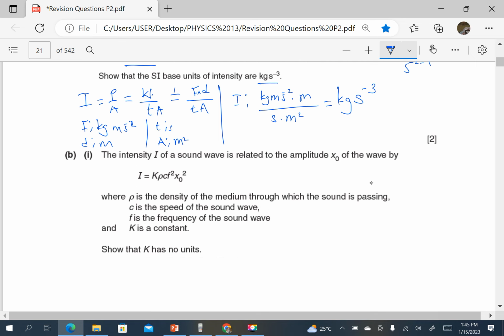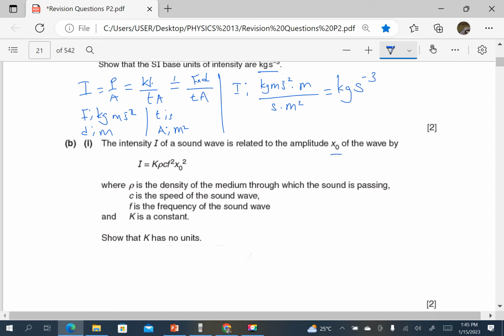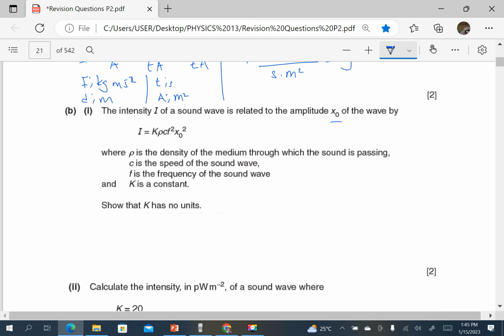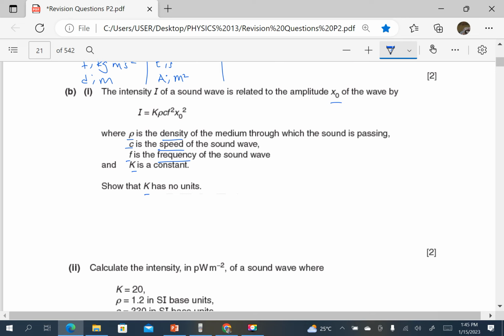The intensity I of a sound wave is related to the amplitude x naught of the wave by that expression. Rho is the density of the medium, c is the speed, f is frequency, and k is a constant. Show that k has no units. So we begin by making k the subject. So k in that expression is going to be the intensity divided by density times c times f squared times x naught squared.